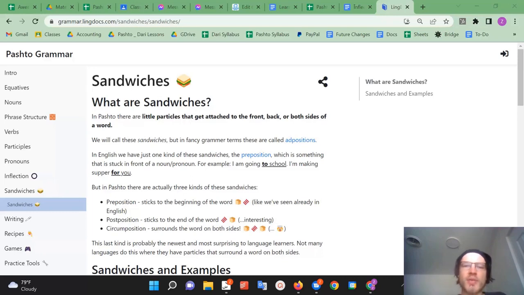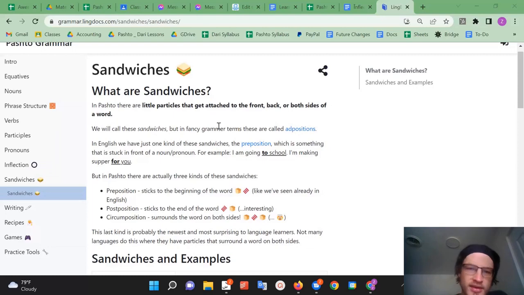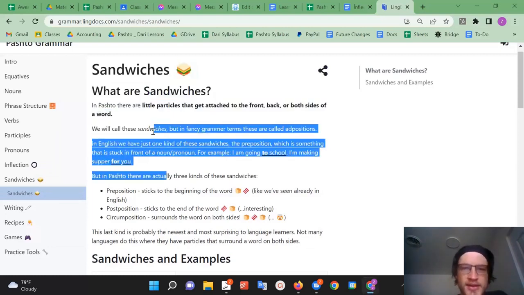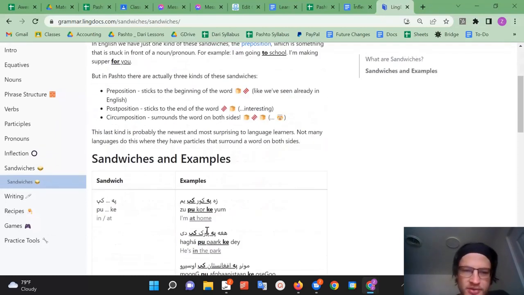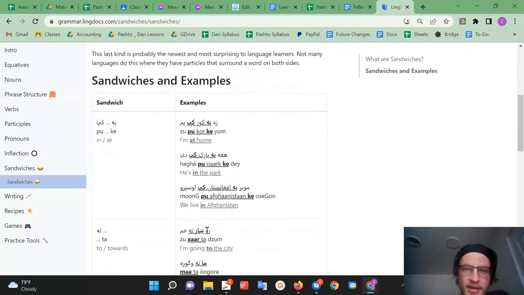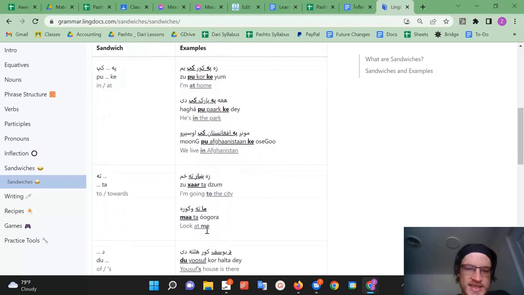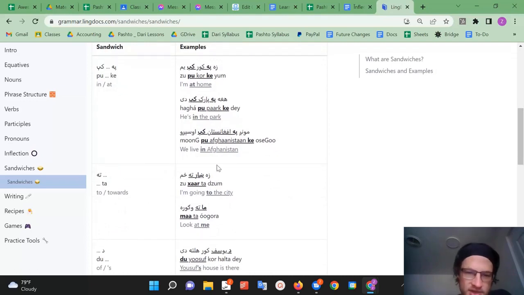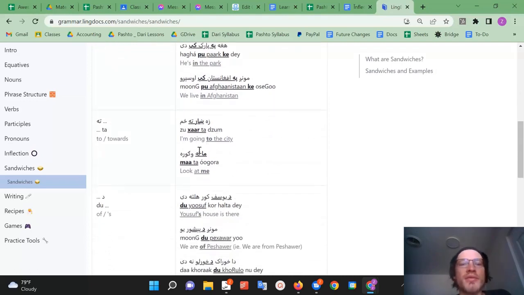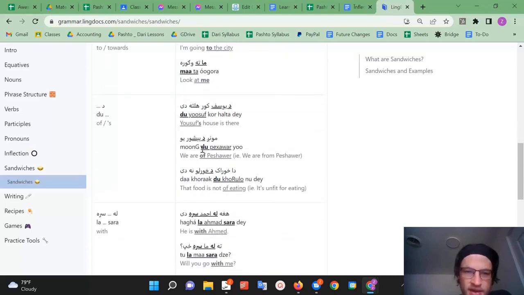All right, as you learn more about sandwiches, there's one thing that the Lingdocs site does not say super clearly on this sandwiches page. I'm sure in the future this will be added, but it's not there right now. So you may see, as you're looking through these sandwiches, that some of the words are inflected. Like, for example, you don't say z ta wugora, you say ma ta wugora. So that's inflected. Another one.